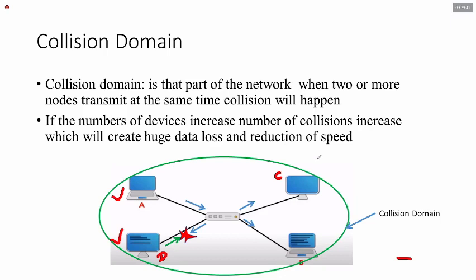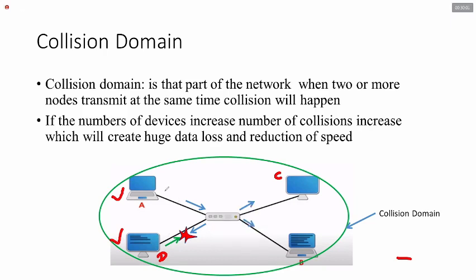Then let's assume A and C. If A and C are trying to send messages, will there be a data collision? Let's assume A is trying to send to B and C is trying to send to D. Can there be a data collision? Is there a possibility? Yes or no? No. Why?